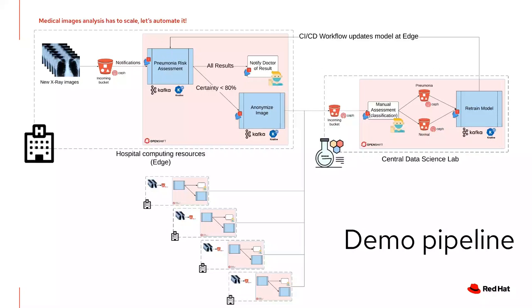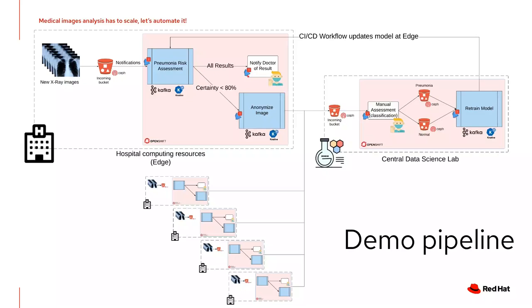So here is the workflow of the demo. Imagine we are at a hospital that's a storage location. We will send a flow of X-ray images inside a Ceph object storage bucket. This will automatically trigger a notification, and this message will be sent to a Kafka topic. Using Knative Eventing with a subscriber to this topic, Knative Serving will launch one or many pods depending on the load. Those pods will run an inference model to assess the risk of pneumonia. The result will be written on the image, and a notification will be sent to a doctor.